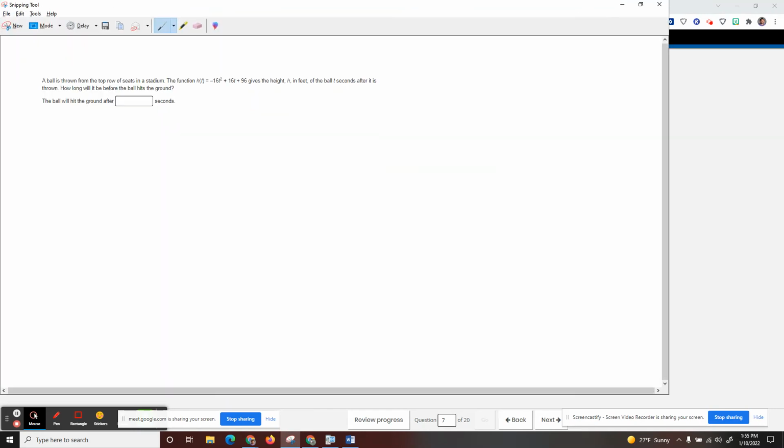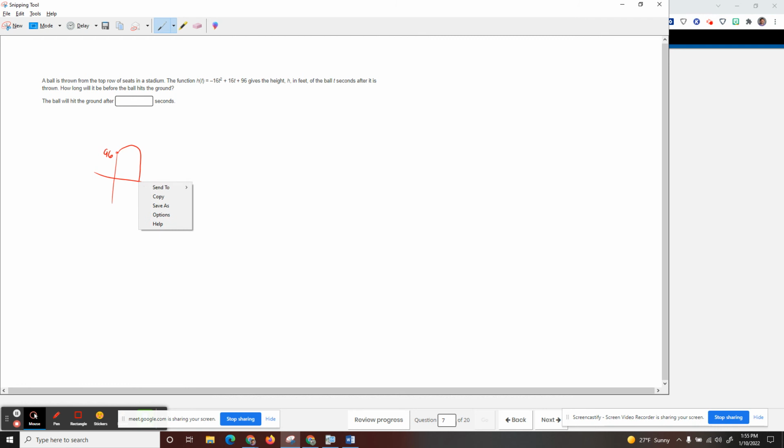All right. This question is saying a ball is thrown from the top of seats in a stadium. The function h of t gives the height of the ball t seconds after it is thrown. How long will it take before the ball hits the ground? This is actually a pretty similar setup to the rocket going up and coming down, although it's asking for a different part for the answer. So let's say up here is 96 feet. The ball's going to do something like this and come down, right?